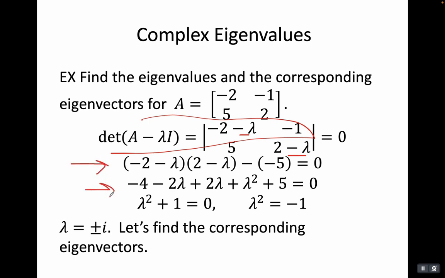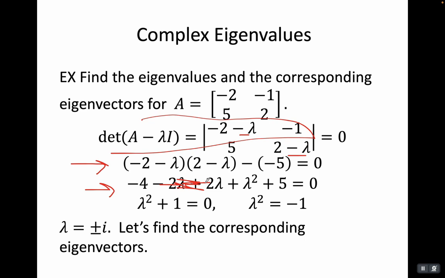Multiply out the determinant, that's what you get. The two lambdas will cancel, and we have just lambda squared plus 1 equals 0. In other words, lambda squared equals -1, so that lambda equals plus or minus i. It's perfectly legitimate to have an eigenvalue that's a complex number, like plus or minus i.